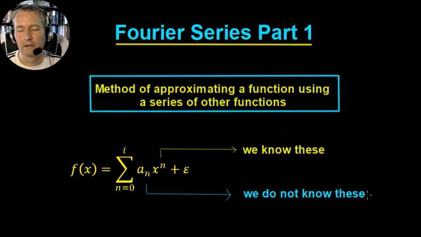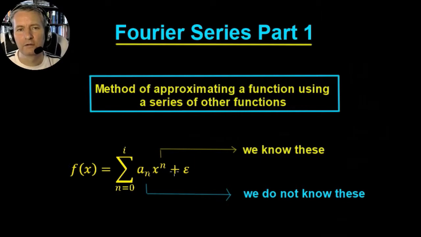So we have a similar idea whenever we're dealing with the Fourier series. We're approximating a function using a series of other functions. The only difference now is that we've got a different set of functions. We're not using the polynomial functions in order to create the approximation. We're using the trigonometric functions, the sines and the cosines.